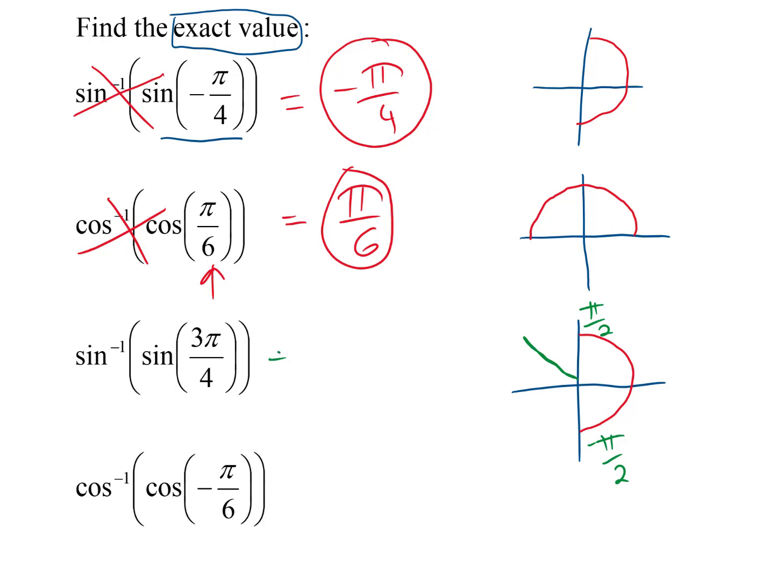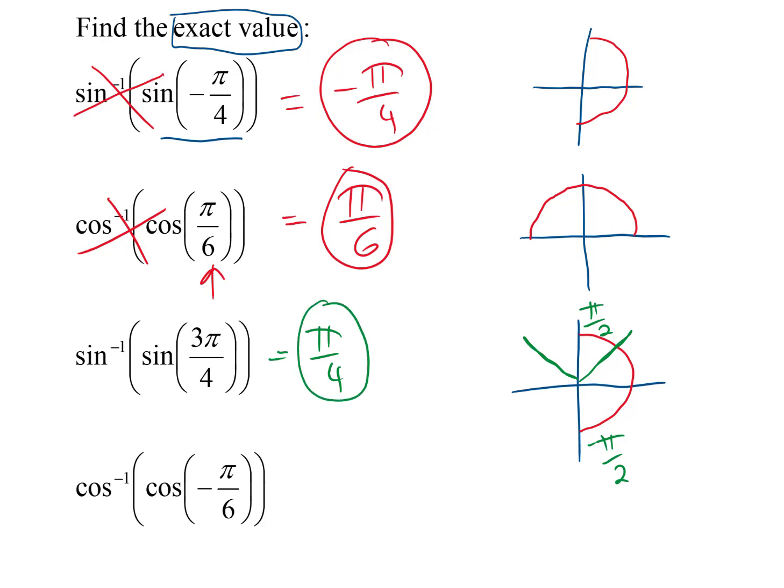You've got a couple ways to think about it. You can either say, where is the sine value in that restricted area the same as the sine value would be for 3 pi fourths, and that's going to be right here, and that's the answer, pi fourths.